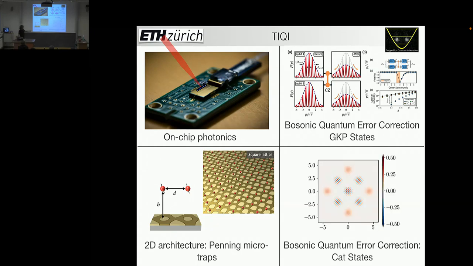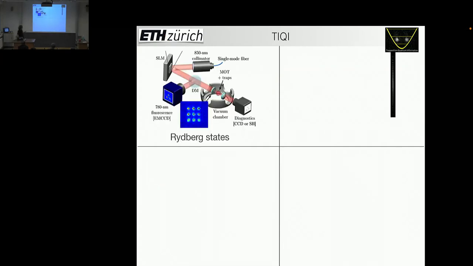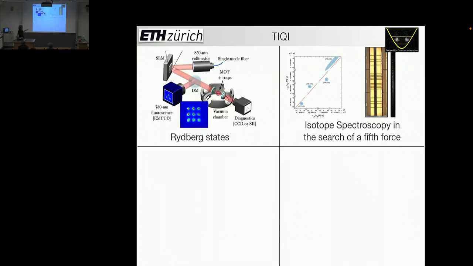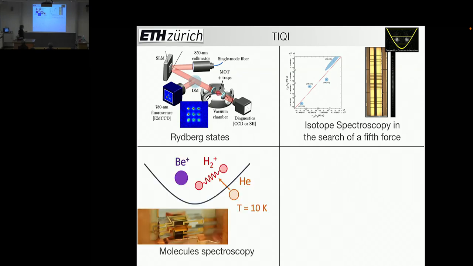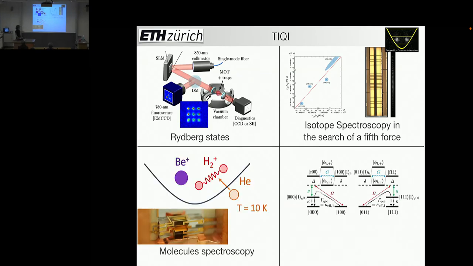We also work on cat states. I think somebody I saw has a cat on his computer. So this is a four-legged cat. At least we call those like this. It's also a subclass of bosonic quantum error correction. And we work on Rydberg states. We also look for a fifth force. And we do spectroscopy on molecules. And we also have a theory subgroup.